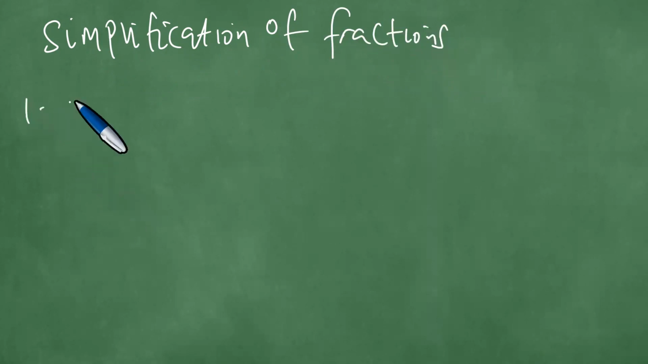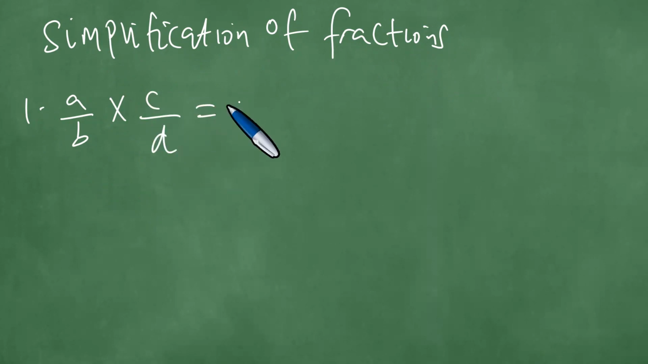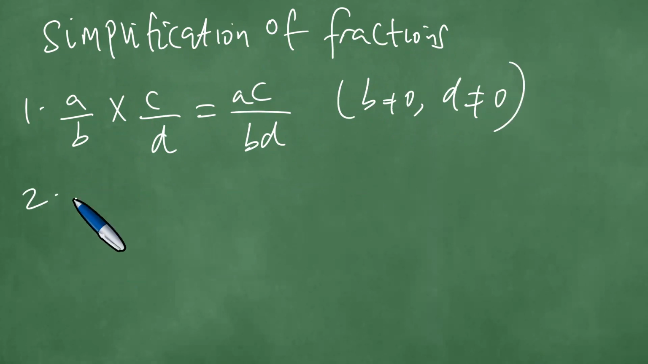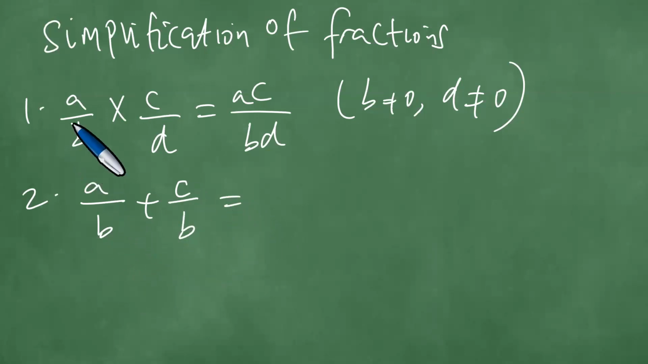Number one, a over b times c over d is ac over bd. Okay, these are some of the rules. A over b plus c over b: here the base is the same, it's b, and then you add the tops, which is a plus c.